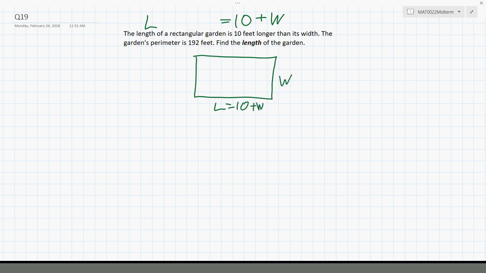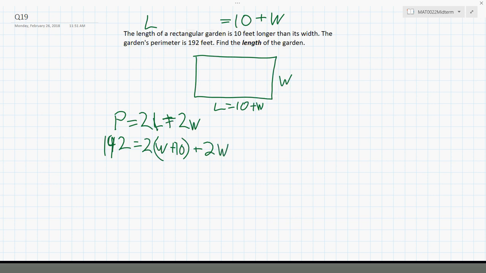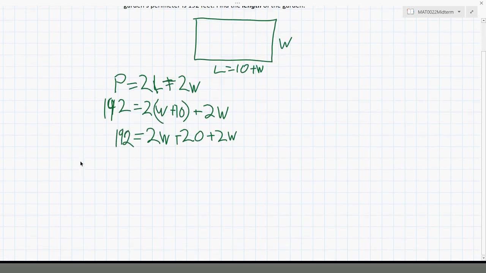And this is W because that's the only other side that's there. So the garden's perimeter is 192, so we're doing the whole perimeter again. P equals 2L plus 2W, which is 192. We've got what L is equal to, so we're going to plug that in. So it's going to be 2 times W plus 10, plus 2W. So we're going to go 2W plus 20 plus 2W equals 192.